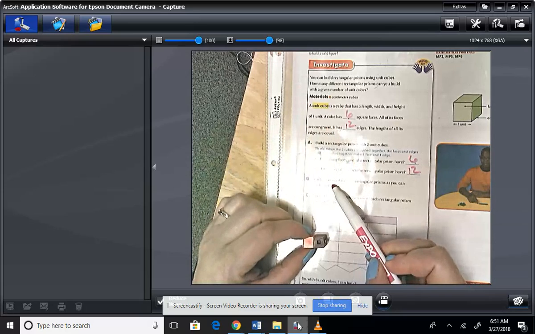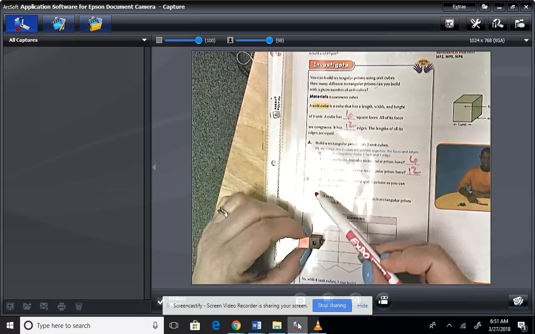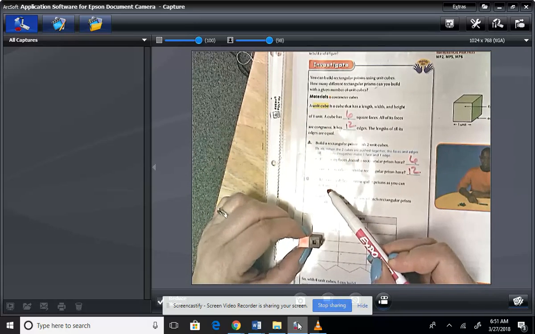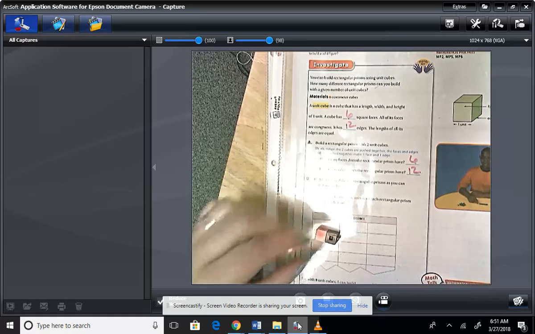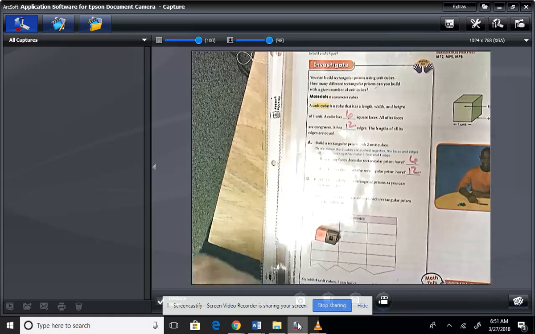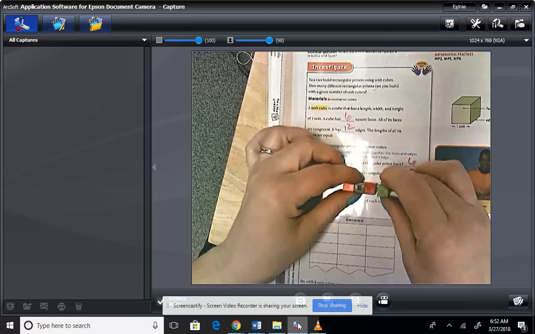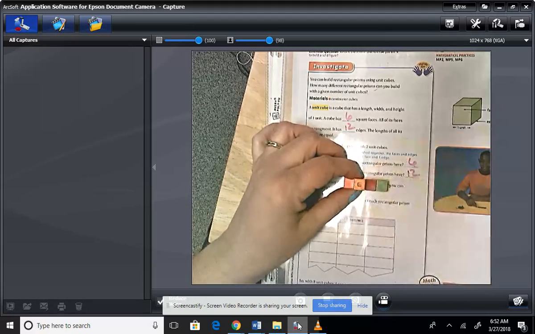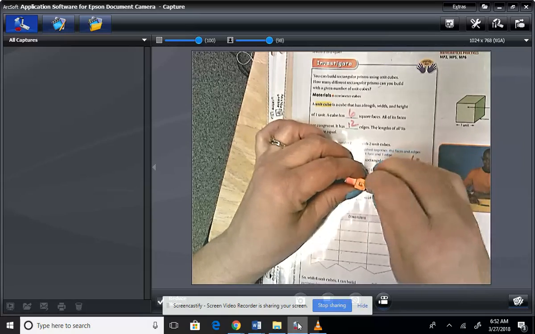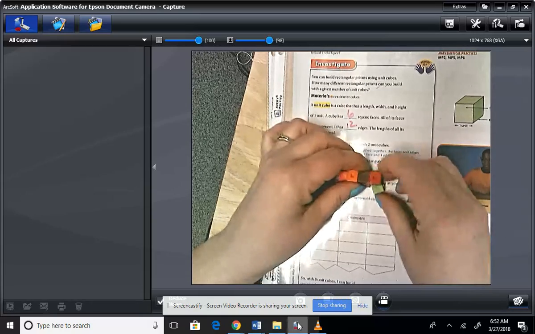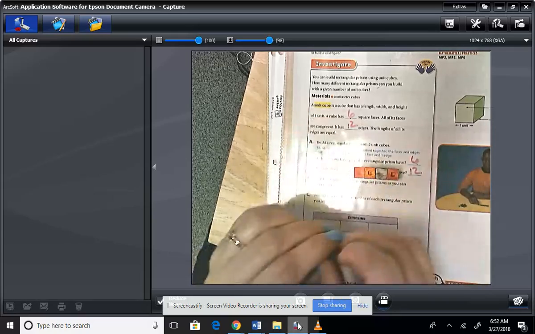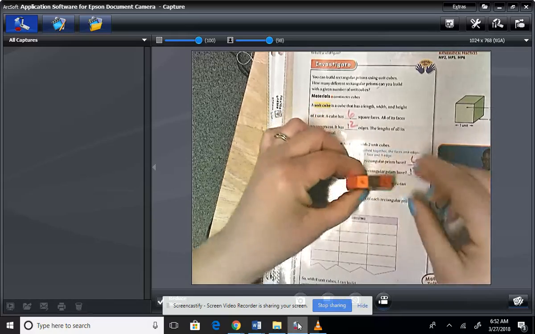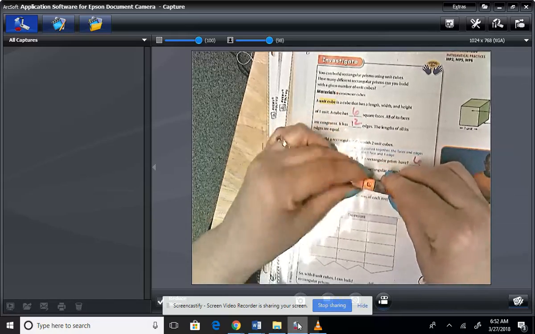Build as many different rectangular prisms as you can with 8 unit cubes. All right, so get 8 of them and build as many as you can. Some can go like this, and you can build on top of it to make a unit cube. Oops, that one didn't stay. And you can use the big ones if you'd rather. So here I have 8.